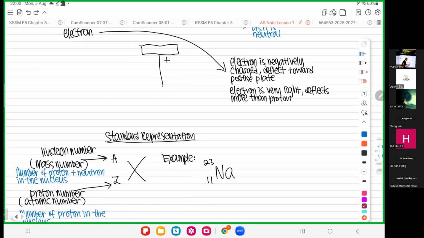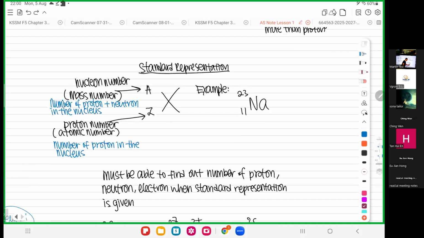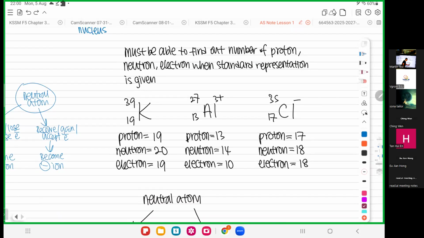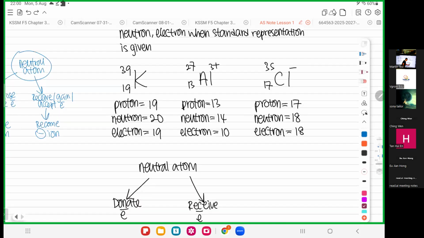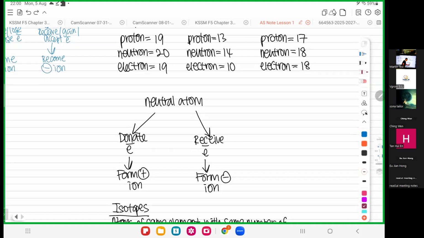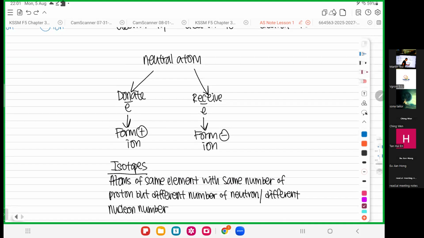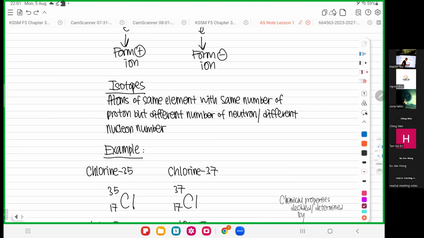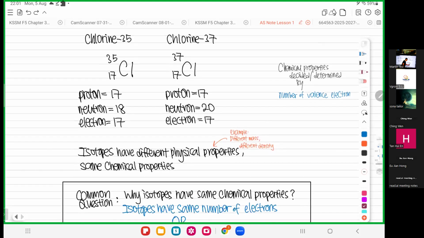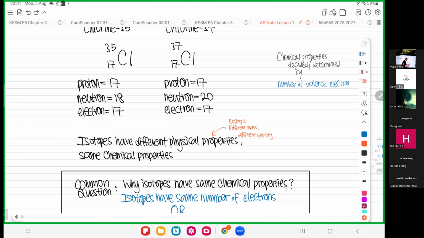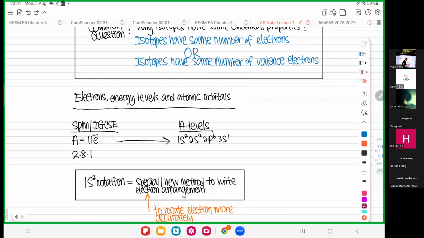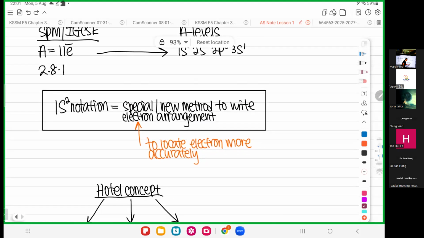We also learned about standard representation, and how to get proton, neutron, electron from the standard representation. Something neutral donating electrons becomes a positive ion, and something neutral receiving electrons becomes a negative ion. We learned about isotopes: same chemical properties and different physical properties, the chemical properties being due to the same number of valence electrons. We also learned the most important thing today, which is 1s2 notation.